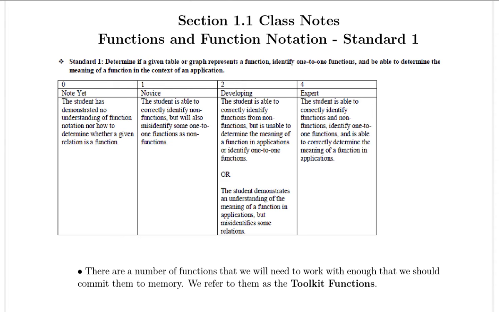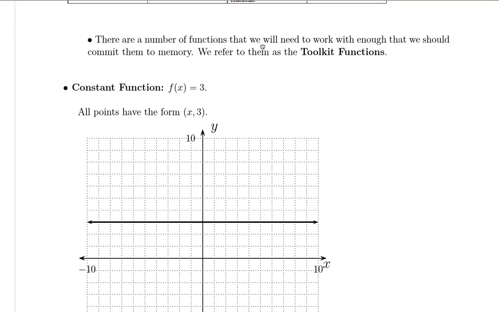In this video, we're going to introduce a number of functions, and particularly we're going to look at the graphs of these functions that we're going to have to use over and over. And so we're going to refer to these as our toolkit functions, in that we're going to have to use them a lot in this course and in future courses. So we want to know them really well so that we can pull them out of our toolkit whenever we need them. So the first one we're going to take a look at is the constant function.